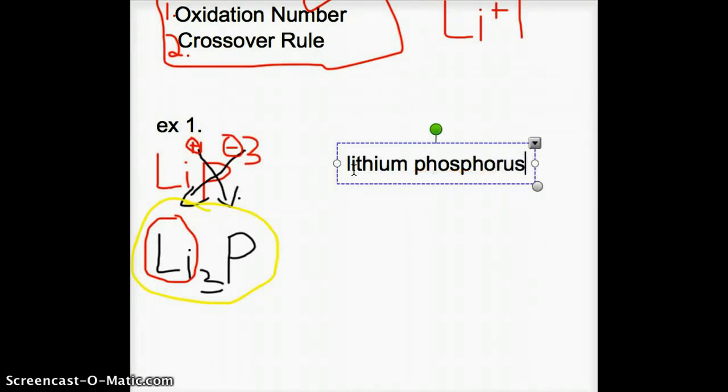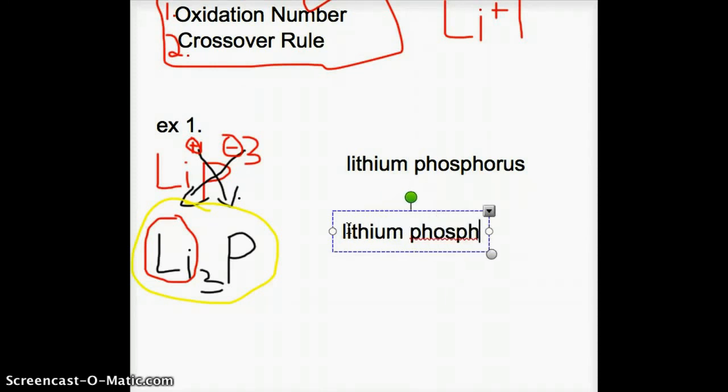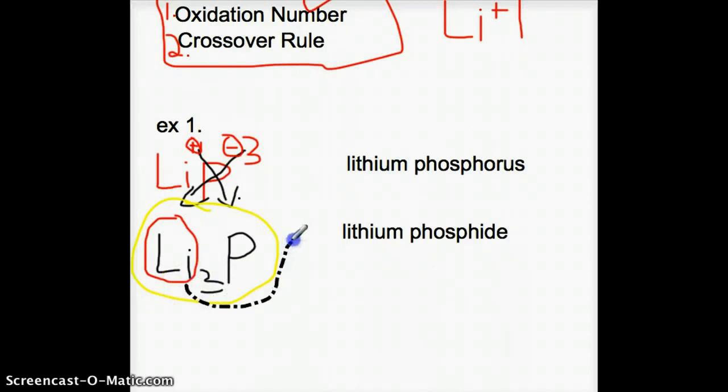The only change that occurs here is that our non-metallic element will always end in ide. So lithium, which is our metal, will remain the same, but phosphorus will now become phosphide. Just like that, we see how our chemical formula of lithium 3 phosphide is now written as lithium phosphide. Remember, there are no capitals when written.